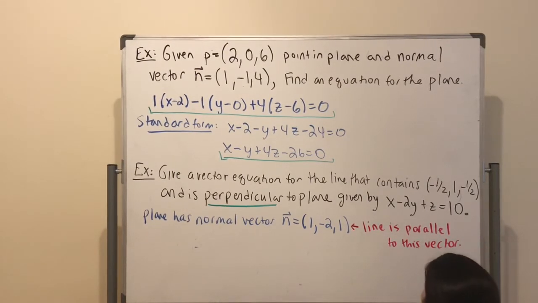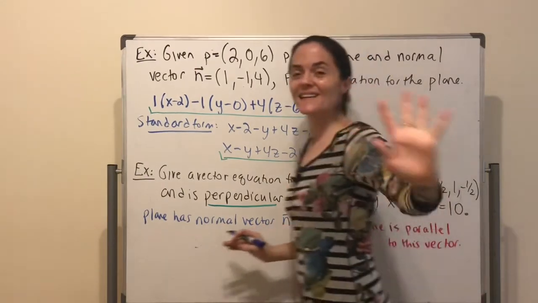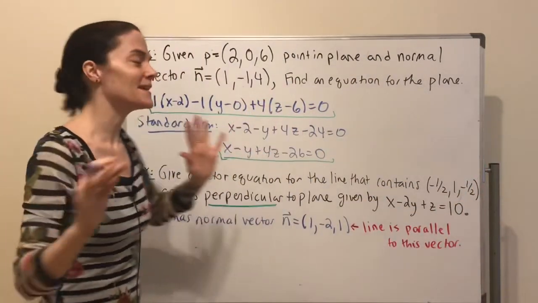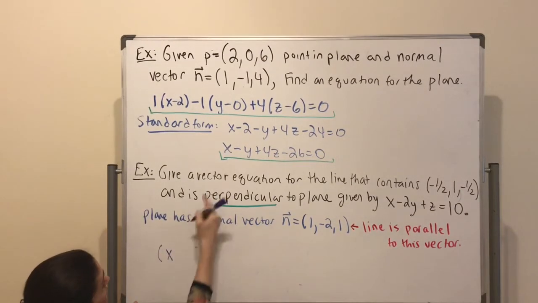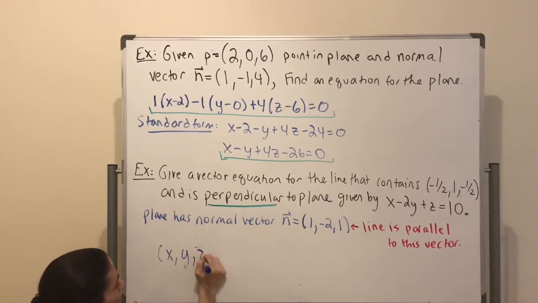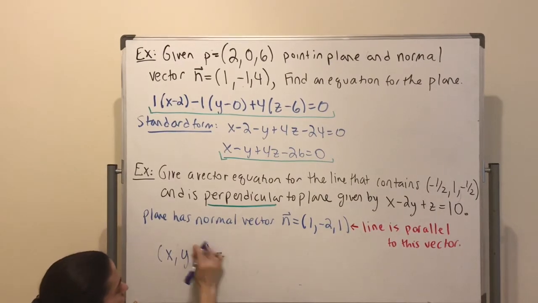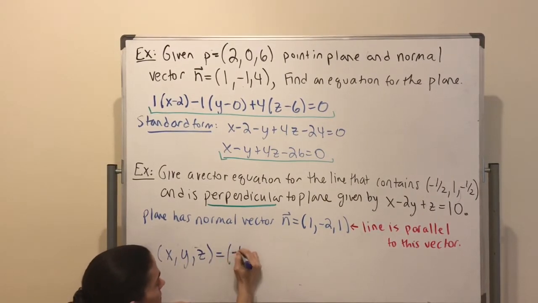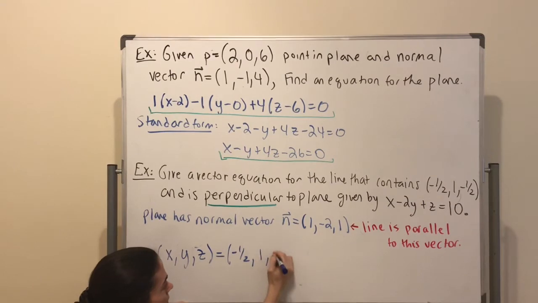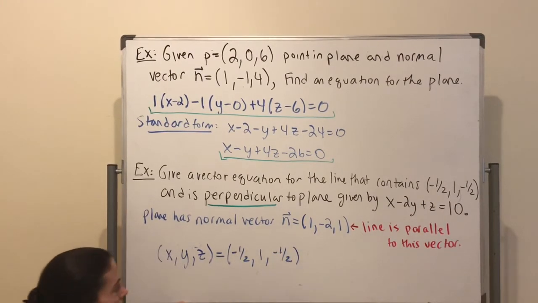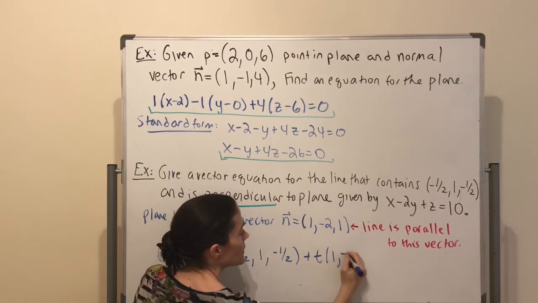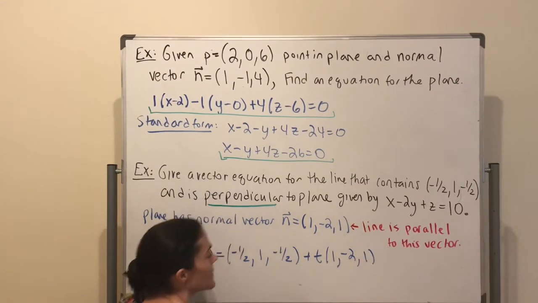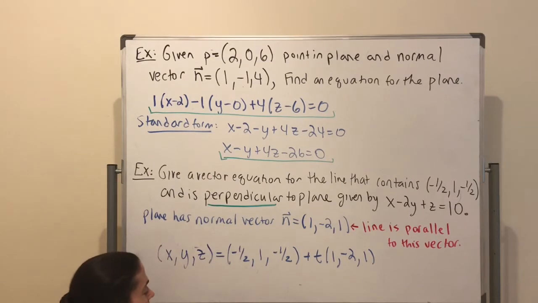Okay, and we have a point. So now we have a vector parallel to the line, and we have a point on the line. So we know in vector form, oh, vector equation, very nice. We have (x, y, z) equals the point minus a half, 1, minus a half, plus t times (1, minus 2, 1). Okay? This would be a vector equation for this line.